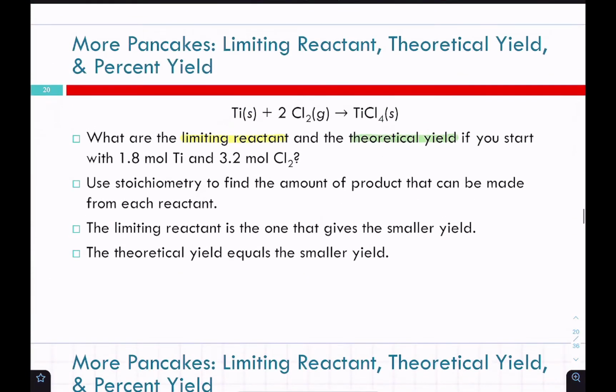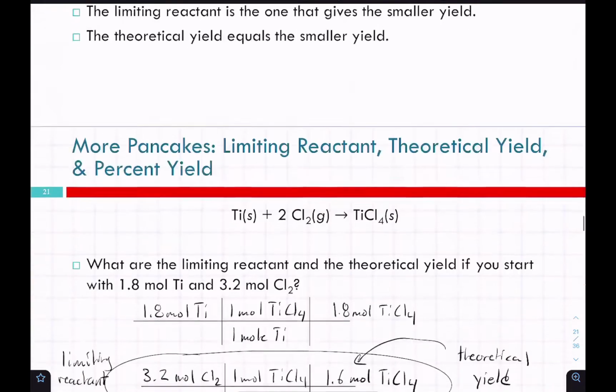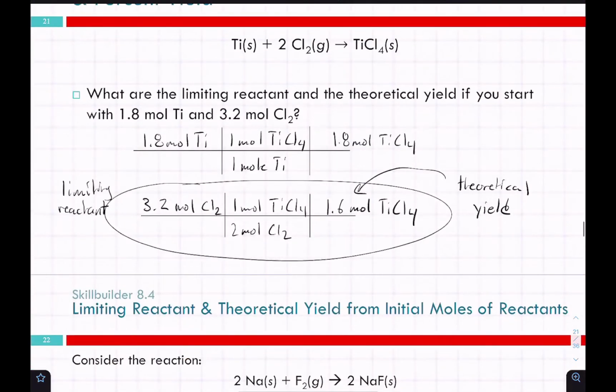All right, so now we just applied those same concepts to an actual chemical reaction. We have titanium reacting with chlorine to make titanium chloride, and then found the limiting reactant and theoretical yield if we have 1.8 moles of titanium and 3.2 moles of chlorine. So that was the math for that.